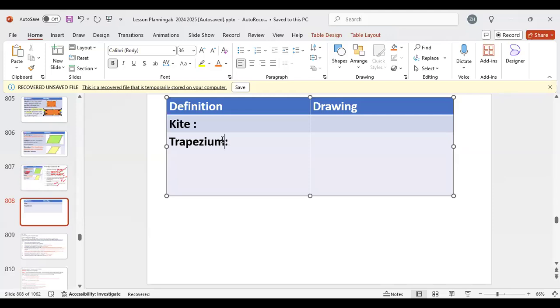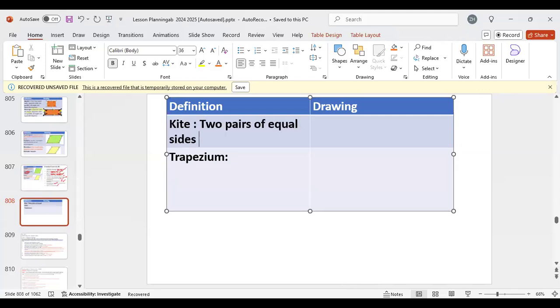Well, the most we could say about the kite is it has 2 pairs of equal sides. Opposite sides are not parallel. But it's shaped like a rhombus, Mr. Petit? No, it's not. A kite is not shaped like that. I can show you the image of a kite. A kite is almost like a diamond.